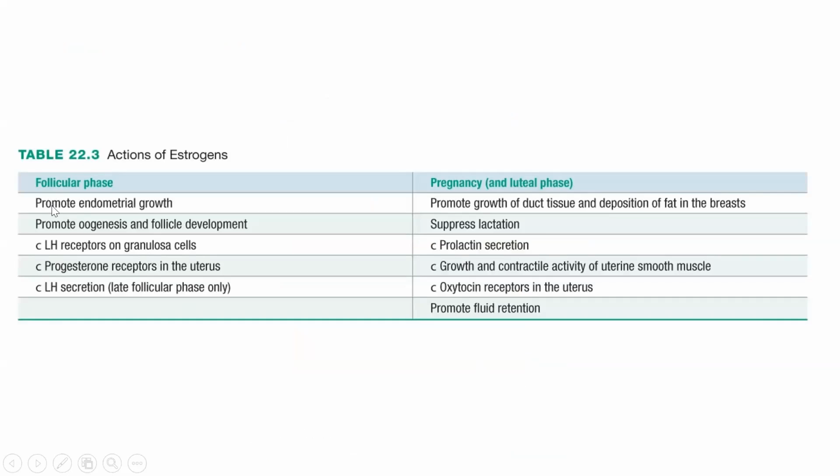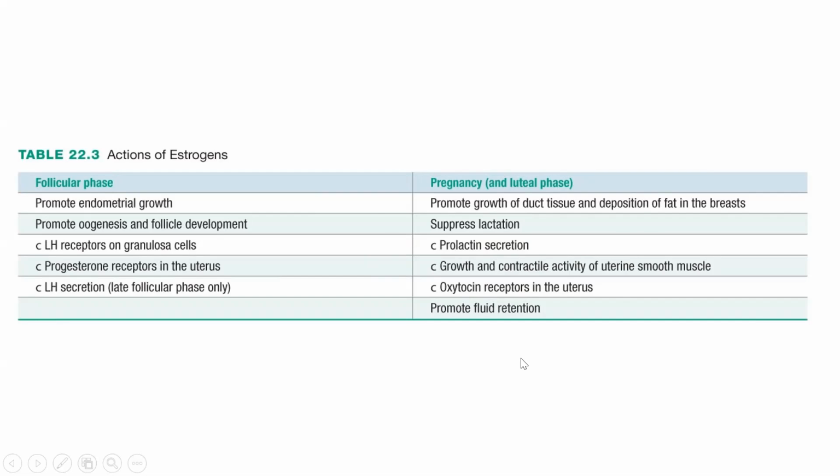Okay, so we have the promotion of the endometrial growth, oogenesis and the follicular development. These are the actions of estrogen. It's also going to be responsible for increasing LH receptors on granulosa cells and helping to produce that LH surge, which is required for ovulation.